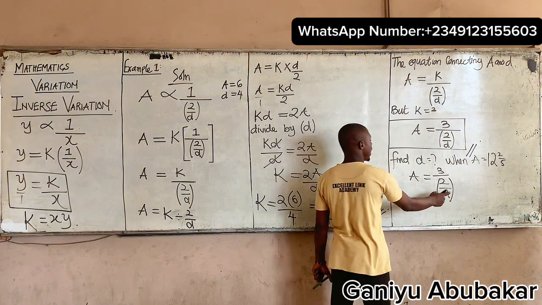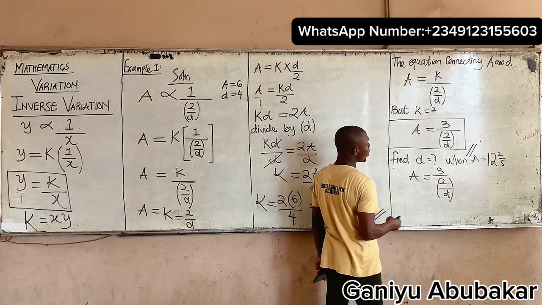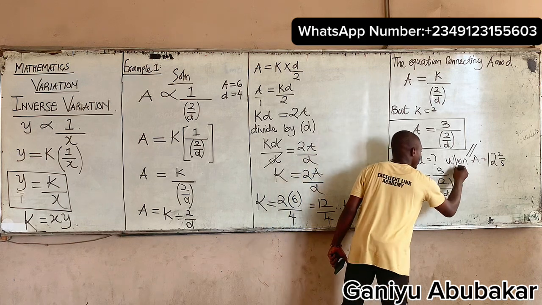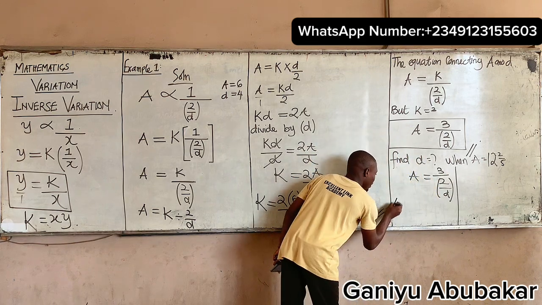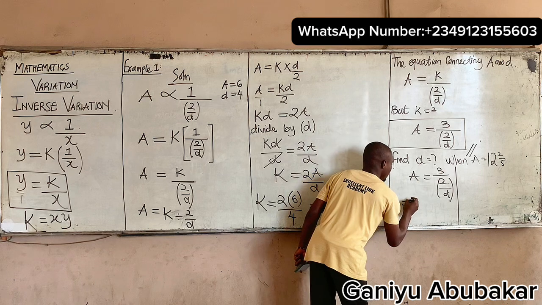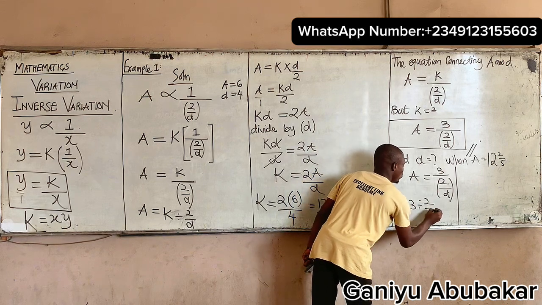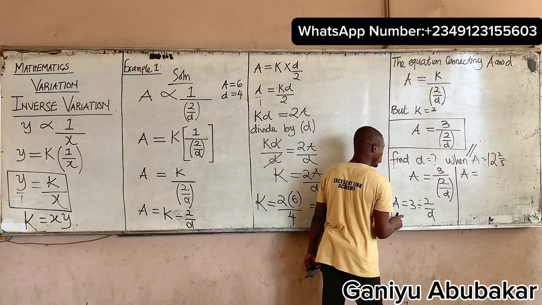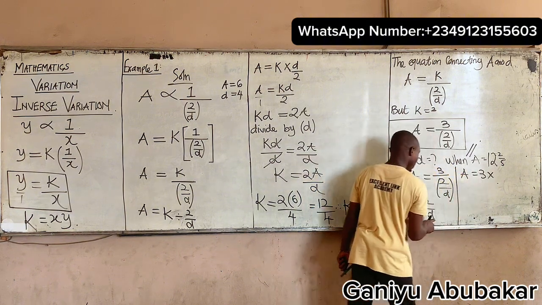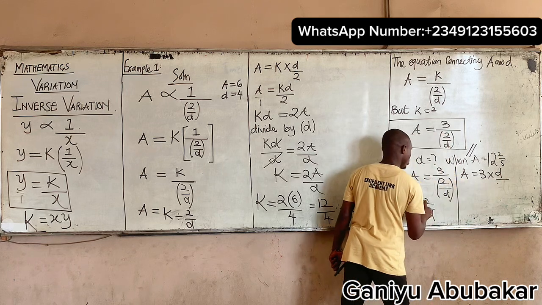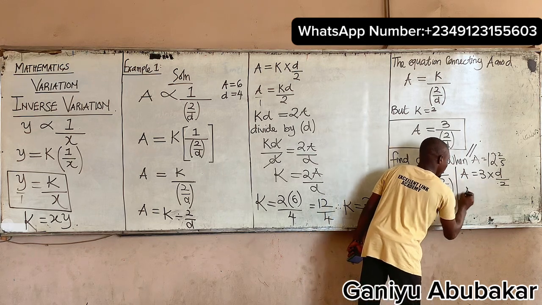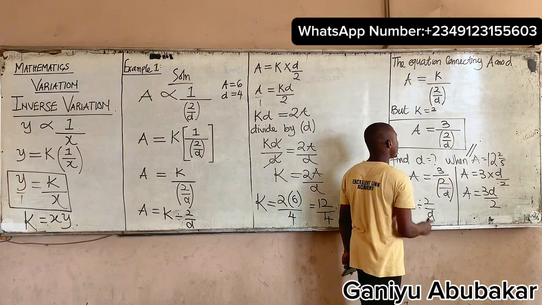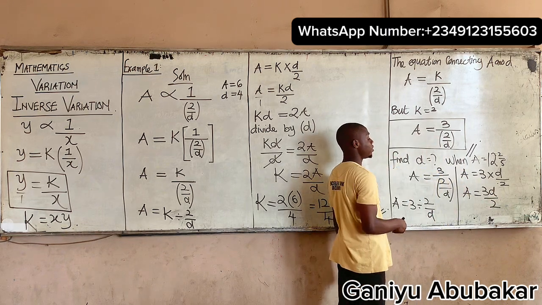I'm told to find d. I look for d when a is 12 whole number 2 over 5. So let me simplify this. If I break this down, I should have a equal to 3 divided by 2 over d. From here, I'll have that a is equal to 3 times d come up first and then 2 goes down. So therefore, a now is equal to 3 times d, which is 3d over 2. But I'm going to find d, so I'll try to make d the subject here.